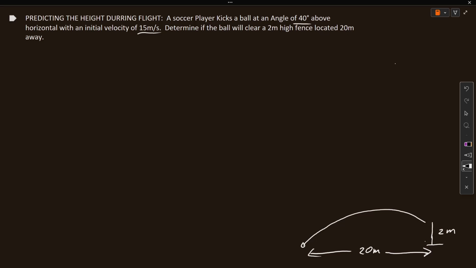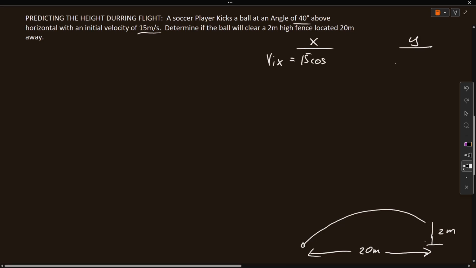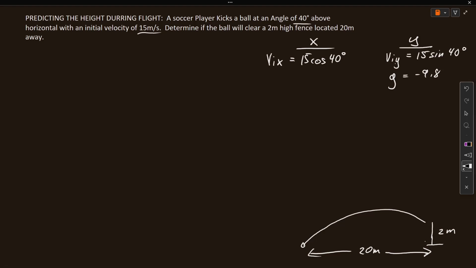So remember, for any projectile motion type question, it's pretty good idea to break your x and your y components up. So I'm going to get some sort of initial velocity x, which is 15 cosine 40. And then I'm going to get some initial velocity y, which is 15 sine 40. Remember that y also gets a negative 9.8 meters per second squared. I won't write a lot of units on here to not clutter up the page.